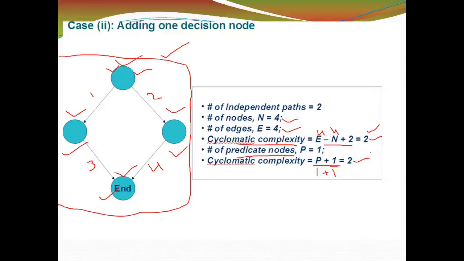From this cyclomatic complexity you will understand that you need at least 2 test cases, 2 different input values, to test these various paths. So you need at least 2 different values to test all the various paths. This we understand by calculating the cyclomatic complexity.